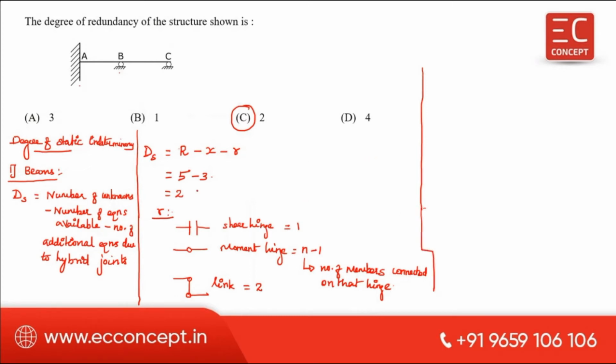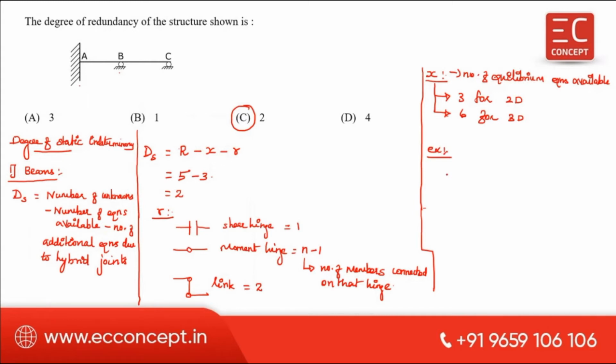So here now, what about x? X is the number of equations available. Number of equations in the sense equilibrium equations are available. 3 for 2D structure and 6 for 3D structure. Okay. Let me give one example.